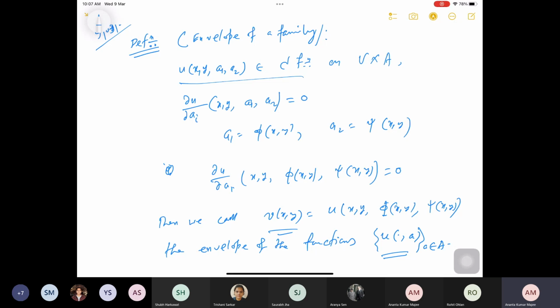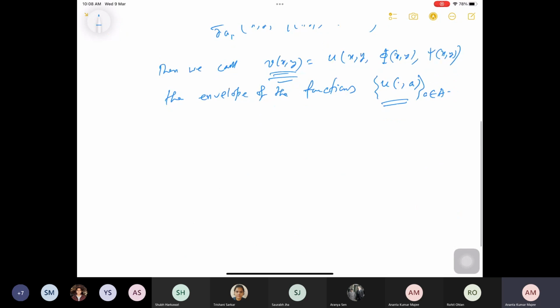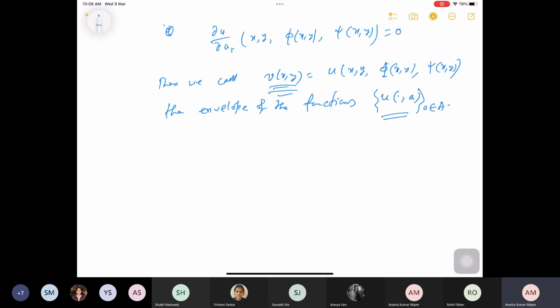That means I have a1, which is a function phi of x, y, and a2, which is a function psi of x, y. Now if I define v(x, y), which is u(x, y, phi(x, y), psi(x, y)), then this function v is an envelope of the family of u(·, a). Now whether this v is a solution or not, we actually need to confirm. And actually it is a solution to your first order nonlinear PDE, and this v we will declare to be called the singular solution.